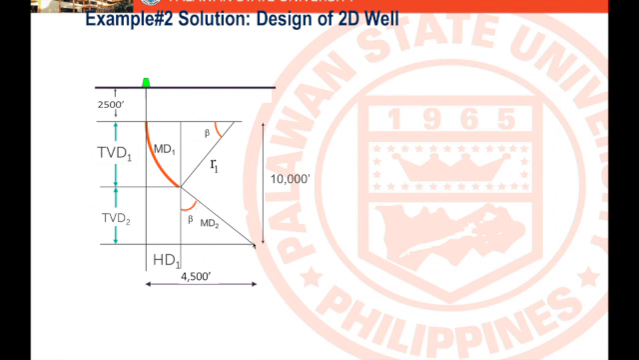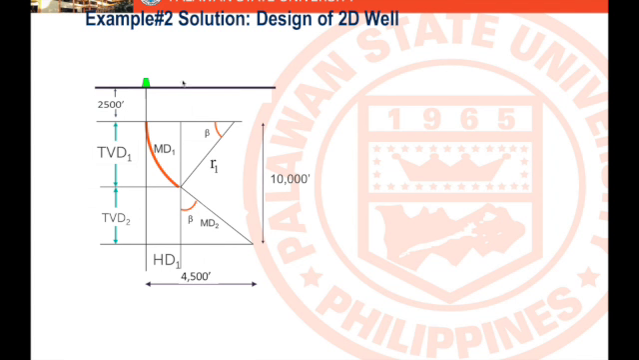So as you can see here, if you will draw a straight line from target to our origin, right here, according to our given, it's 4,500 feet, the horizontal displacement or the total horizontal departure. Okay, so we know the kickoff point and the total horizontal departure, but we are being asked what is the maximum inclination and what would be the total measured depth for this well.